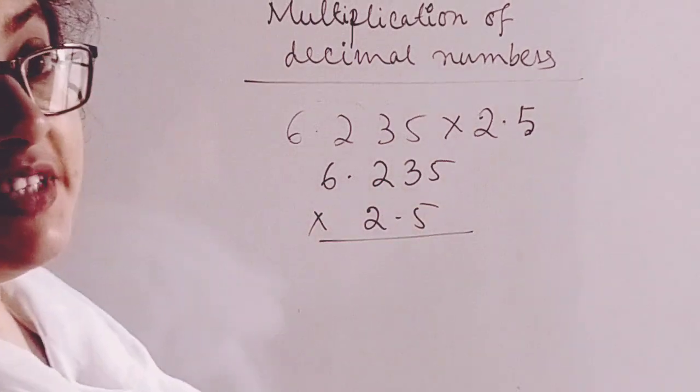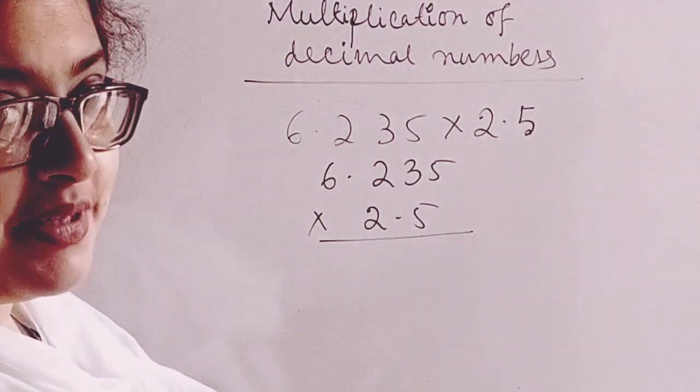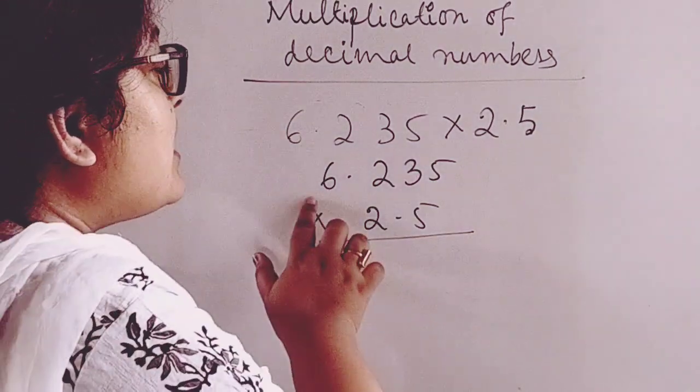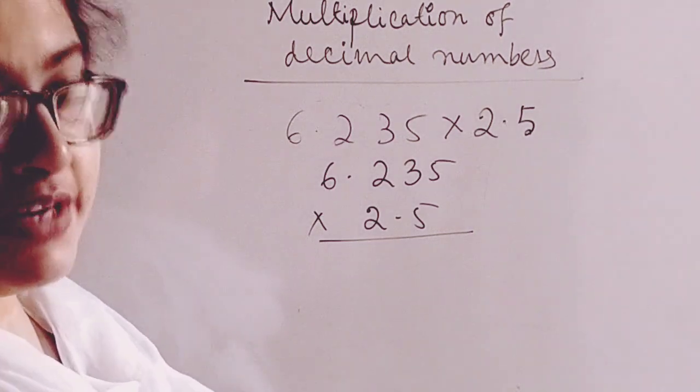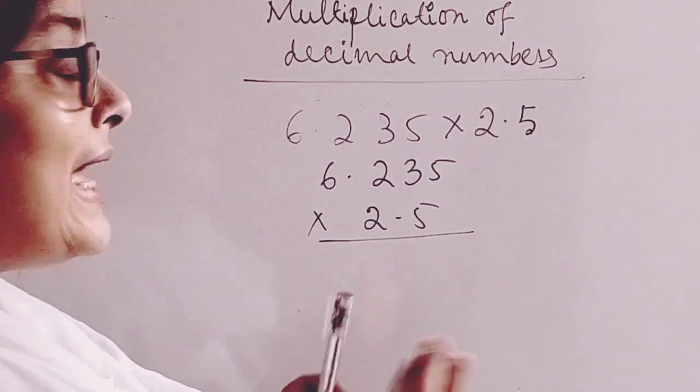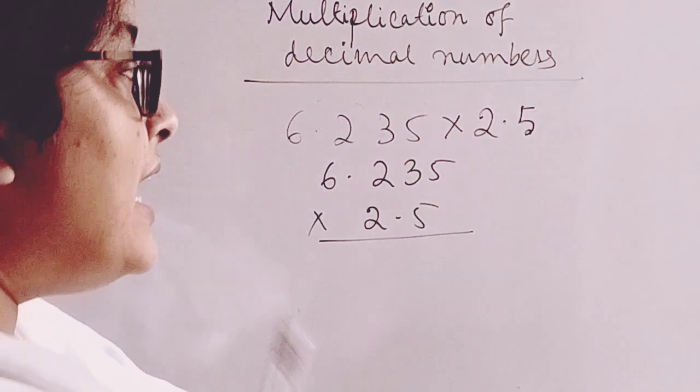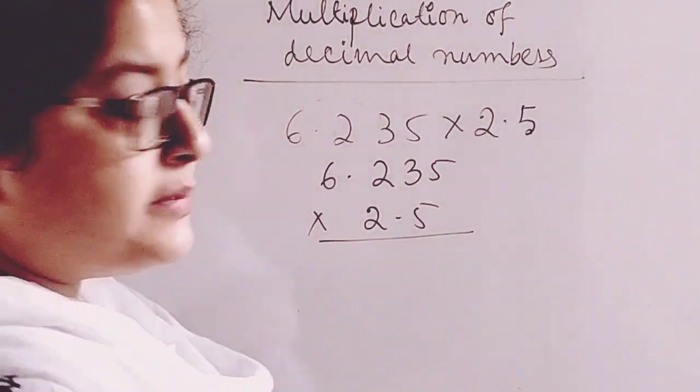Then what did I tell you? Just forget about the decimal, as if you are multiplying 6,235 by 25. Forget about the decimal at first, right? Don't cancel anything, just forget, right? Just now follow the procedure of long multiplication.